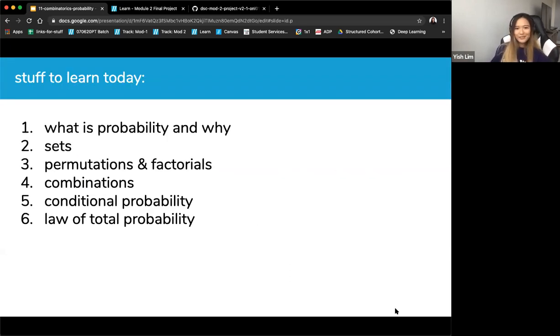So, a very quick rundown of the things that we're going to talk about. What is probability and why we're doing probability in this course? We're going to talk really quickly about sets, permutations and factorials, combinations, conditional probability, and law of total probability. The last two, I'll go way more in depth later in section 17, which is like 3 or 4 weeks from now. So I'll just introduce what it is, but won't go too in depth. I think the focus should be more on the first 4 parts.